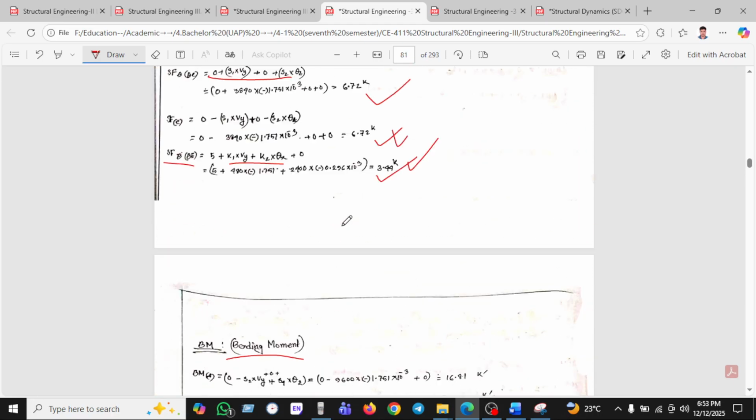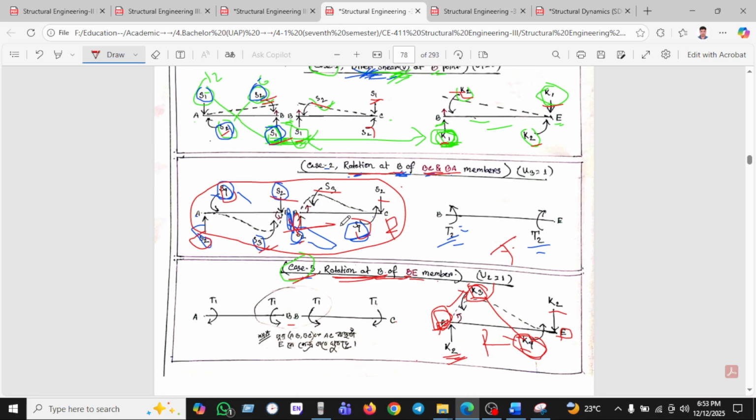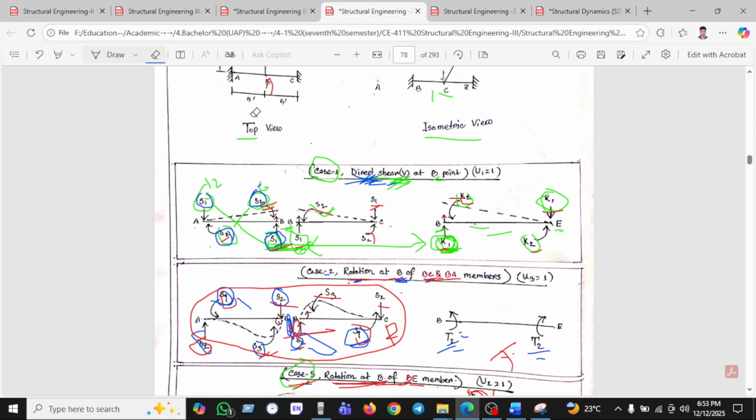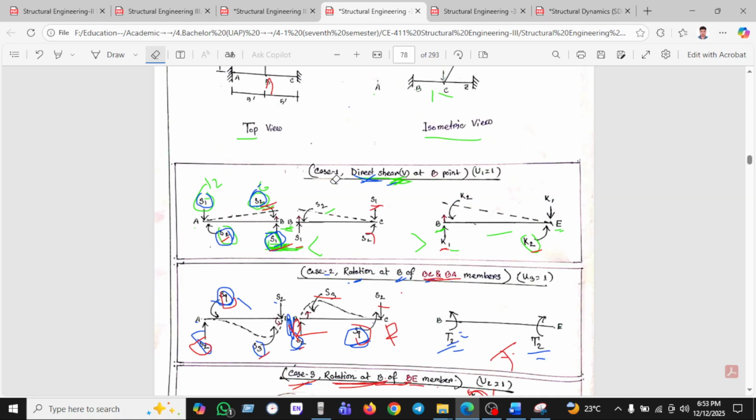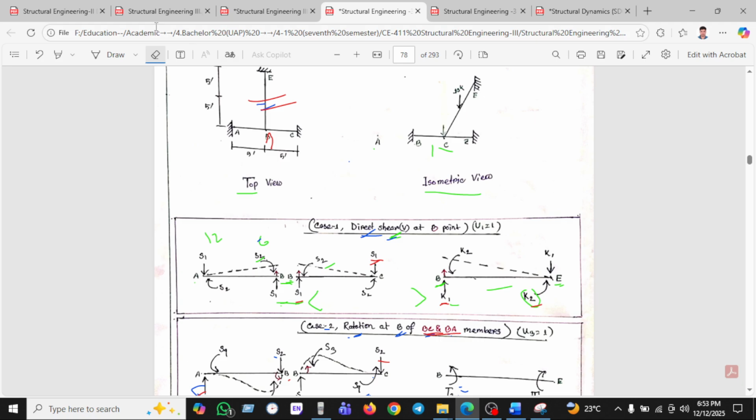Before I leave, I'm just saying again how to solve this problem. At first, there is a grid, so I will find the value. So this is the general solution.